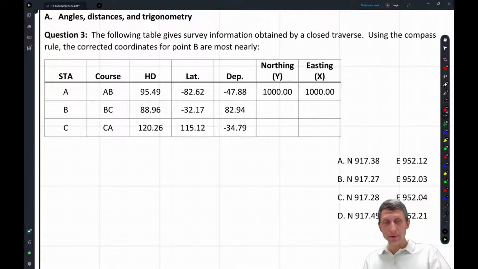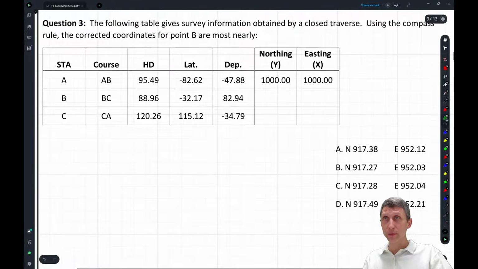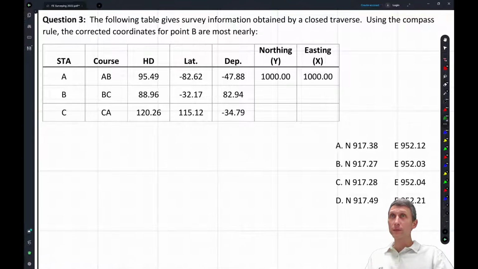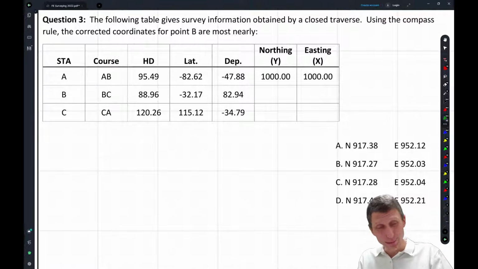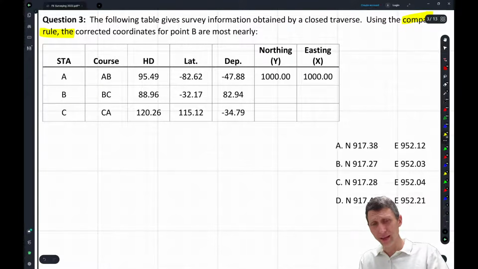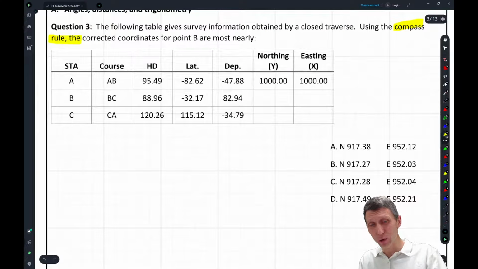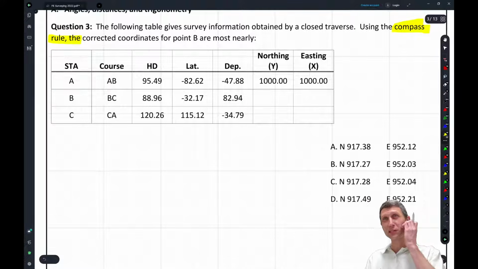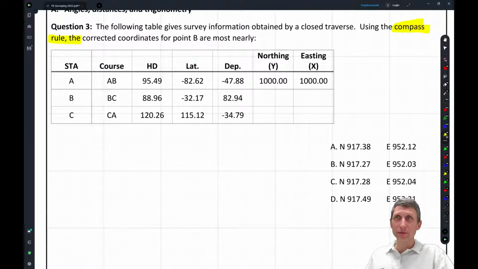So with this, what we have is essentially 3 control points. This is a small survey, but this table gives information obtained by a closed traverse using the compass rule. And this rule doesn't really show up so much in the FE Reference Handbook. I don't know if this would be shown on the FE or not, but I wanted to go through it because when I taught a surveying course, we did a closed traverse. We wanted to minimize error.